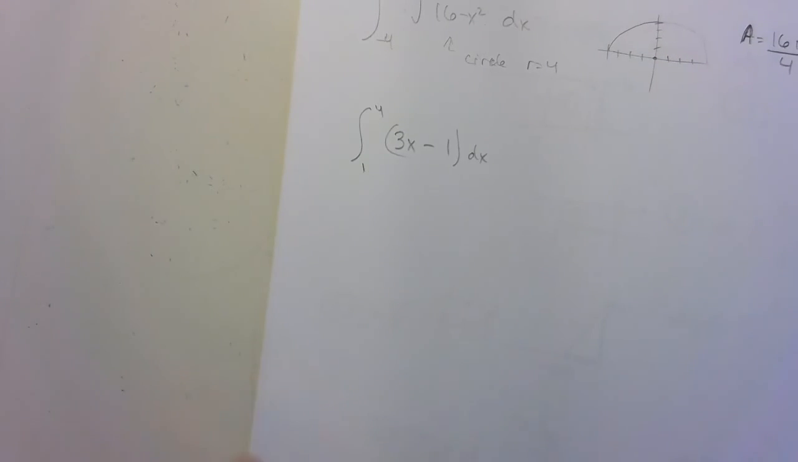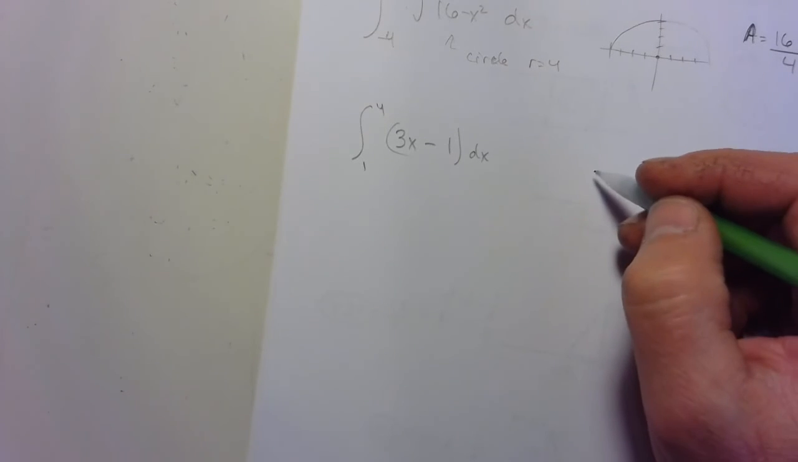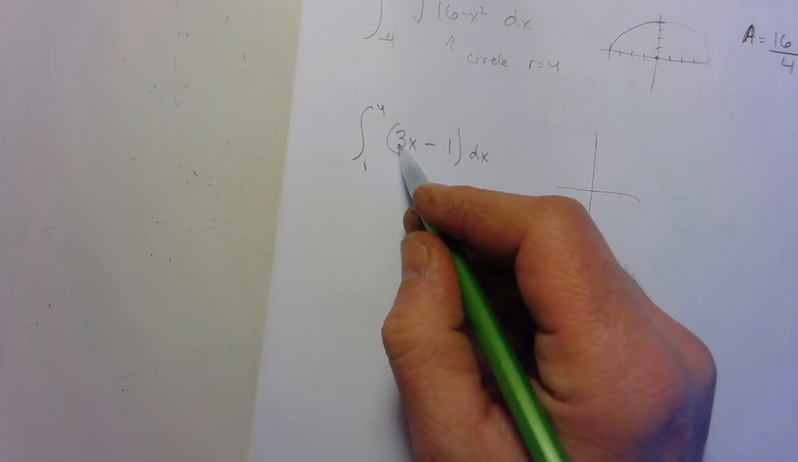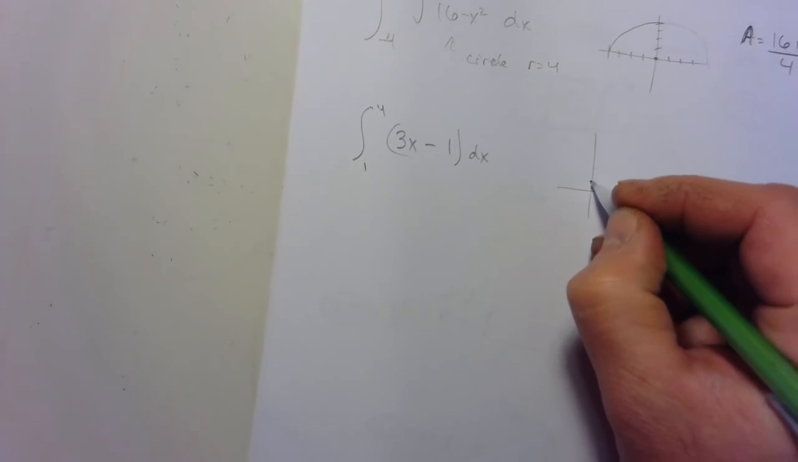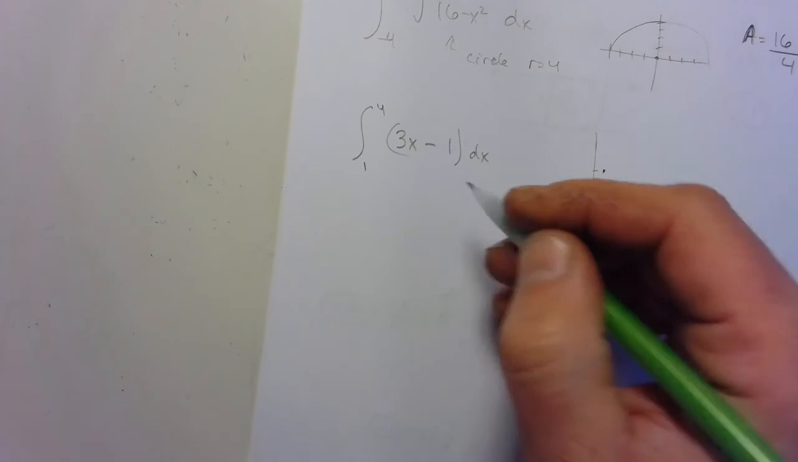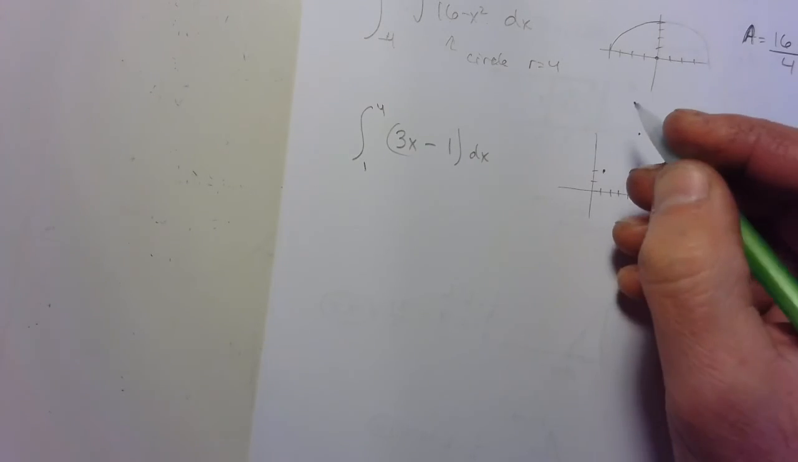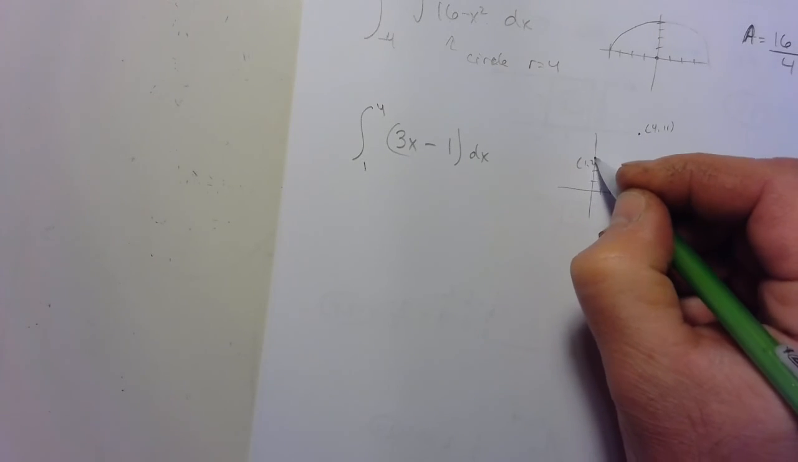Okay, see what we got here for this one. Okay, so it's going to be a line, right? So let's graph our line. If I plug in 1, I get 3 minus 2, so it's 1, 2. If I plug in 4, I get 11. So 1, 2, and 4, 11.